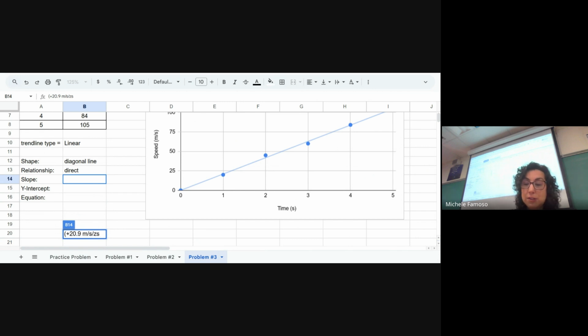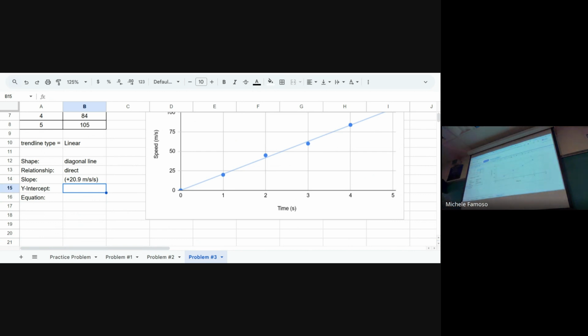/S, because it's the units of the y-axis over the units of the x-axis. The y-axis is an M/S. The x-axis is an S. So we're going to do M/S/S. Because nothing is being multiplied. These are not multiplied. And when you do slopes, you're dividing one thing by the other, not multiplying. Okay.